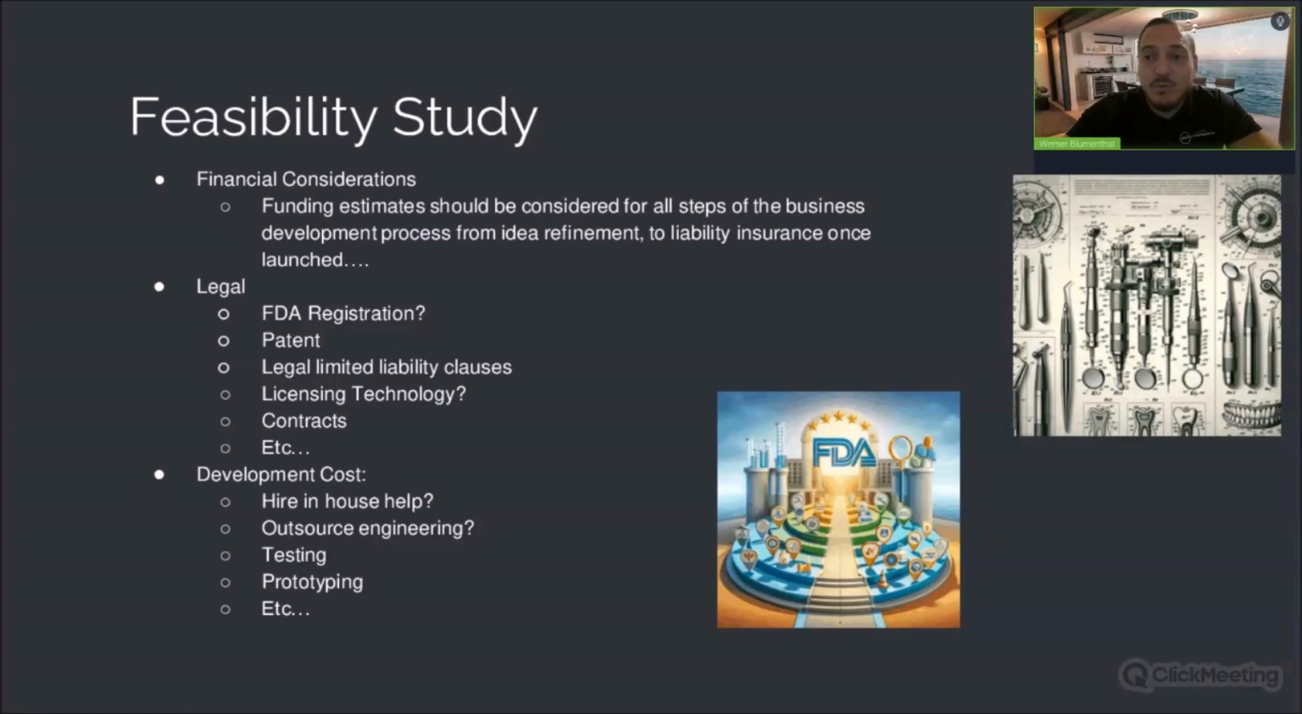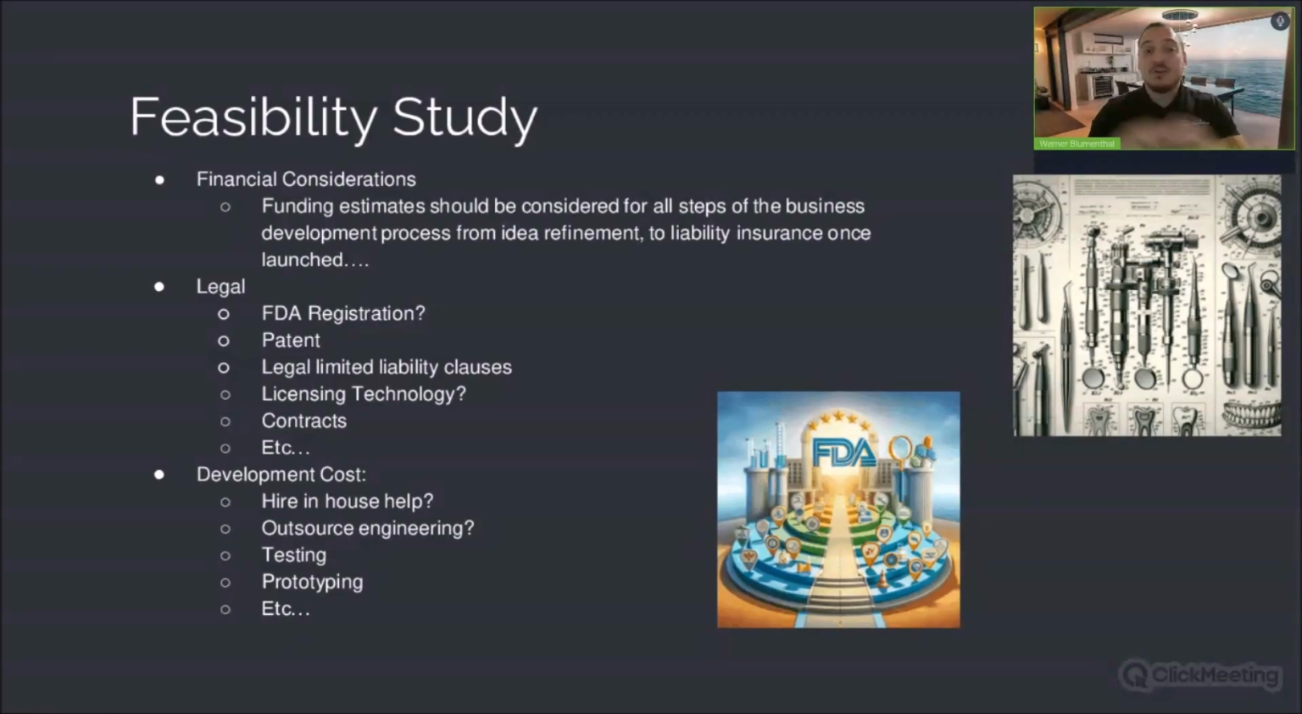Financial considerations are very important. A lot of people just focus on how much it costs to develop this. How much am I going to have to pay a company to develop this for me, or my employees to develop this for me? And they kind of lose track of a lot of the peripherals. Legal can be something that is very expensive. If you start to get into class 2 and 3 medical devices, compliance is huge.